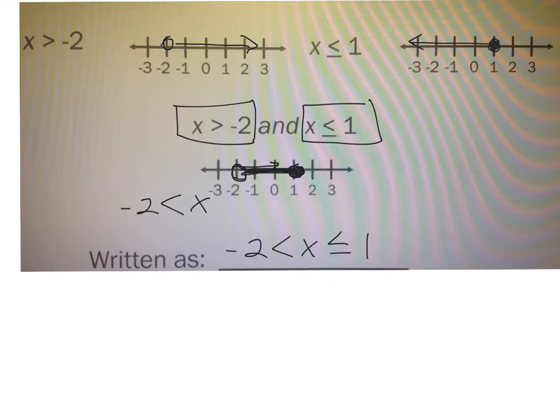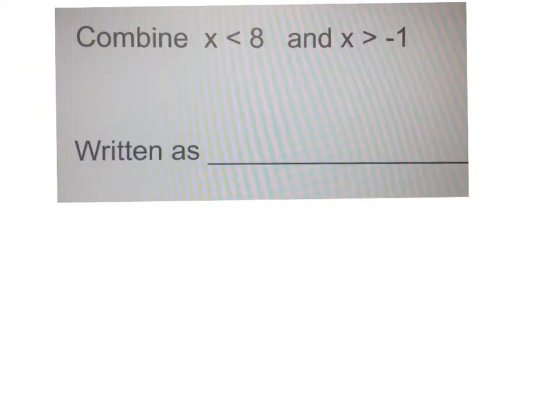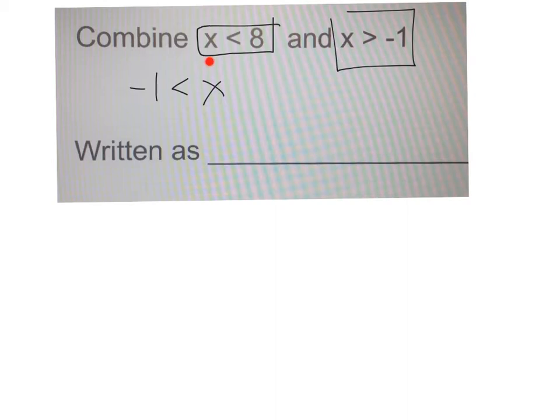Let's take a look at another example. On this example, they're just asking us to combine these. So what I would do is I would think, which one is going to be more on the left? Well, negative 1 is going to be the one that's more on the left of the number line. So I'm going to flip that one. So let's flip this. I would get negative 1 less than x. Then I'm going to take this part, and instead of duplicating the x, I'm just going to have this x be replaced by this one. So my answer is negative 1 less than x less than 8. That's all we have to do.